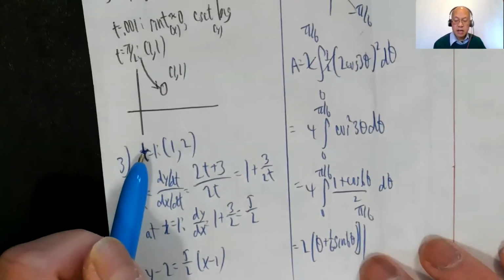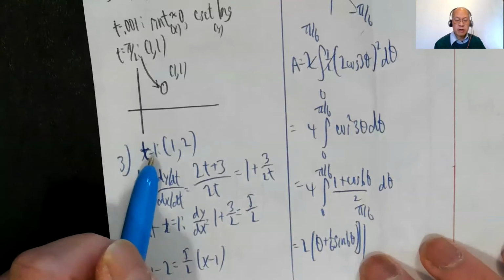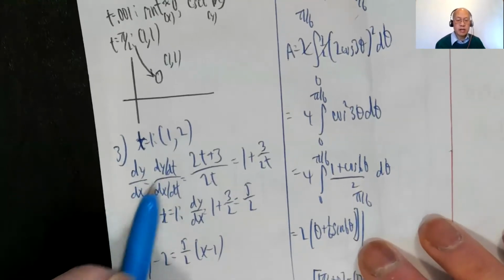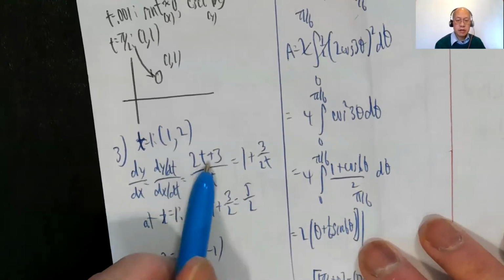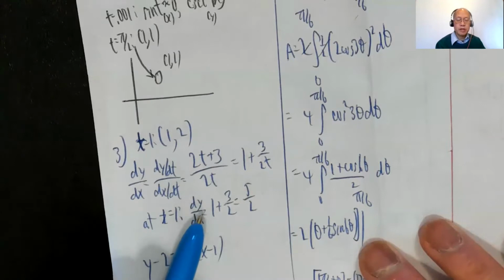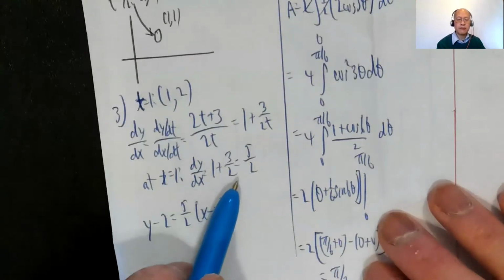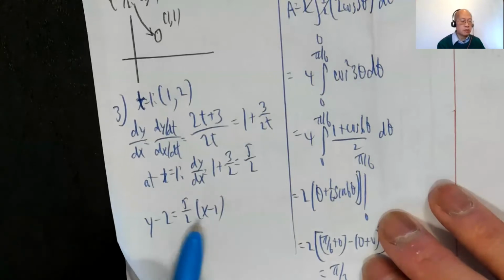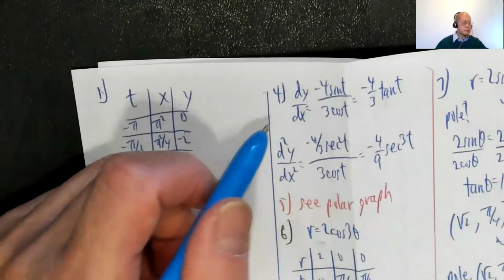Number 3, at t equals 1, the ordered pair is 1, 2. dy/dx is dy/dt over dx/dt, 2t plus 3 over 2t, which is 1 plus 3 over 2t. Plug in 1, dy/dx is 1 plus 3 over 2, 5 over 2. y minus y1, y minus 2 equals m, 5 over 2, times x minus 1.